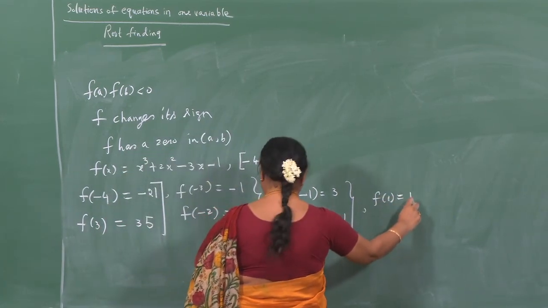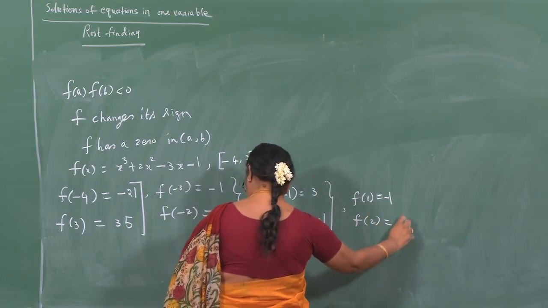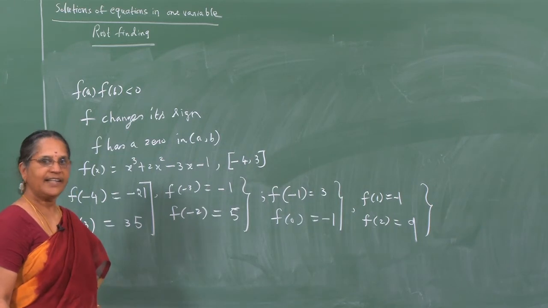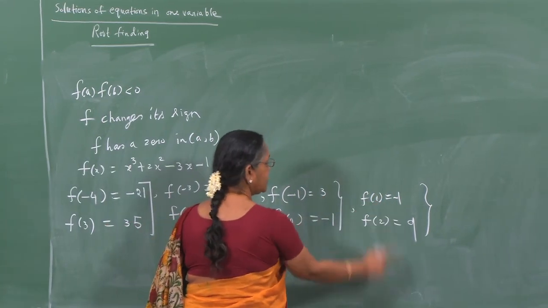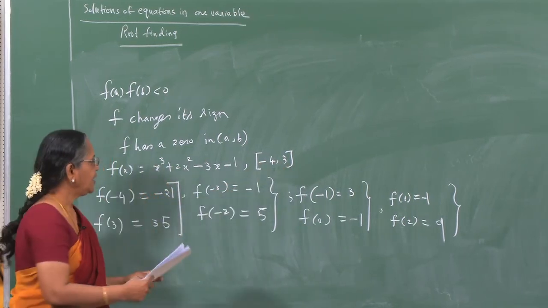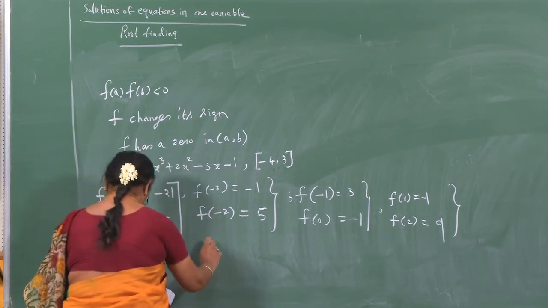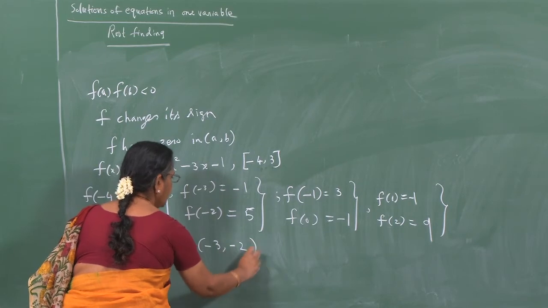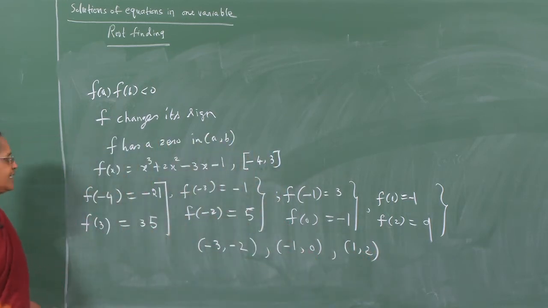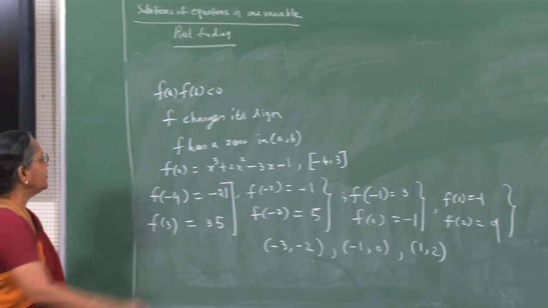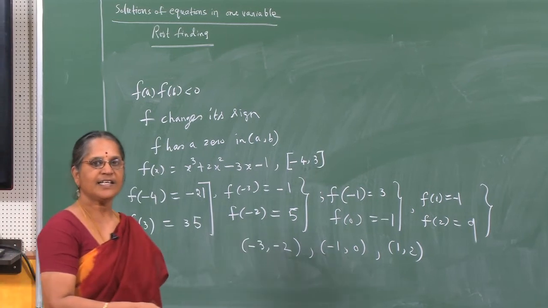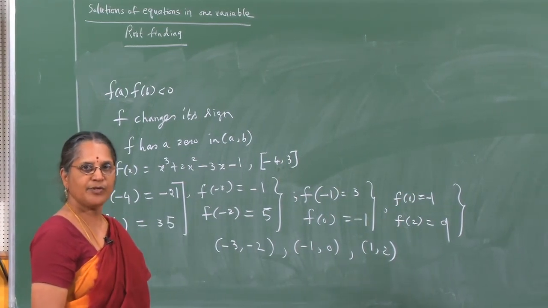And let us see what is f at 1, it is minus 1, and f at 2 is 9. And there again the sign changes, and therefore there is a root between 1 and 2. So, f is defined in the interval minus 4 to 3. Within that interval I observe that there is an interval minus 3 to minus 2, minus 1 to 0, and 1 to 2, in each of which there is a 0 of this function f. So, how have we determined these zeros? We have made use of the result, which is a consequence of the intermediate value theorem.